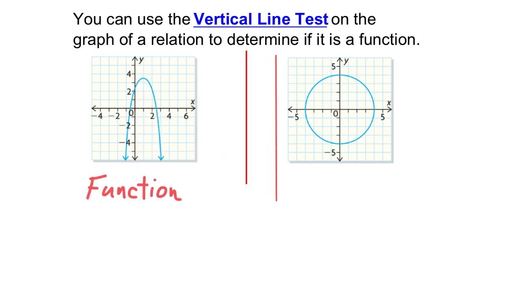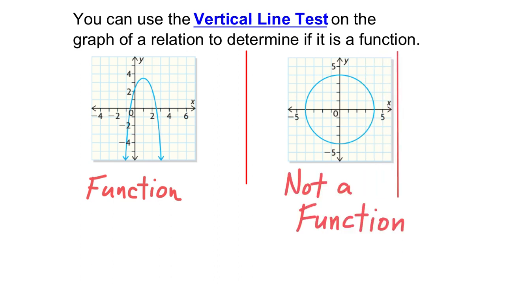Let's look at the second graph. At this point, there's only one value that the line is going through, but here and all through, we're passing through two different points on our vertical line. So because each x value has more than one y value, we would say this is not a function.